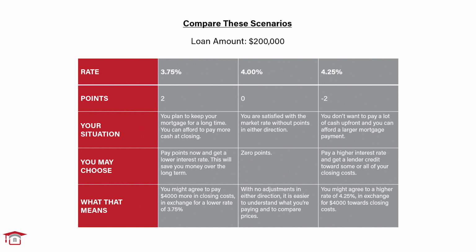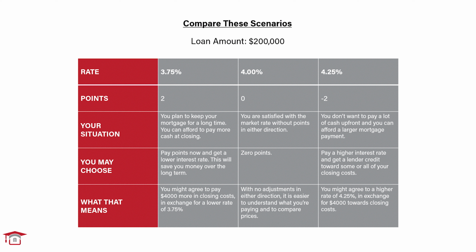So now the second column, let's say that you're satisfied with the market rate and don't want points in either direction. Okay, this is important. You can use this as a baseline for loan shopping and comparing rates with other lenders. So if one lender offers you 4% with no points, and another lender offers you 4% with 0.25 discount points, then the second lender has a higher base rate.